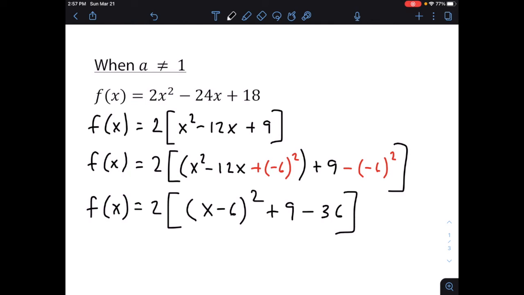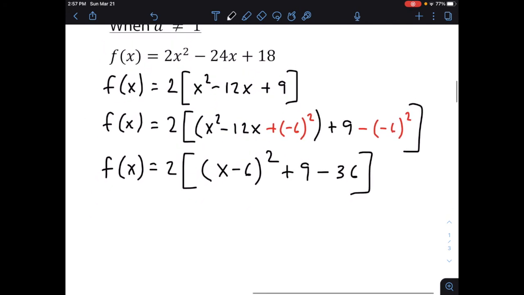Okay, so you can see I just simplified my trinomial into a binomial squared, and then I simplified the negative 6 squared into 36. And you're thinking, wait a minute, it's negative 36? Well, it's not negative 36 because of the negative 6 squared. It's negative 36 because of the minus sign that's outside of those parentheses.